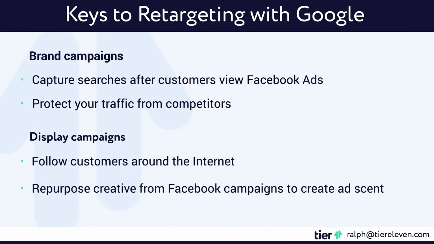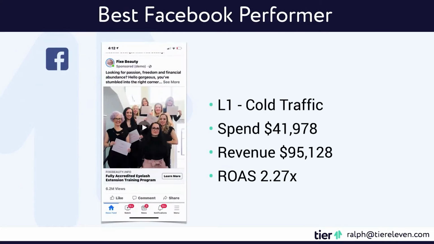So the keys to retargeting, this is over on the retargeting side, still going along the lines of customer acquisition amplification, the traffic harmonizer. We captured searches from customers who are viewing Facebook ads. We protect the traffic from our competitors by bidding on our own trade name keywords, our branded keywords. Display campaigns: we followed the customers around the internet. We repurposed creative from Facebook to create the ad set, and it made a lot of sense. We used a lot of the same landing pages from Facebook and transferred that learning over to Google.